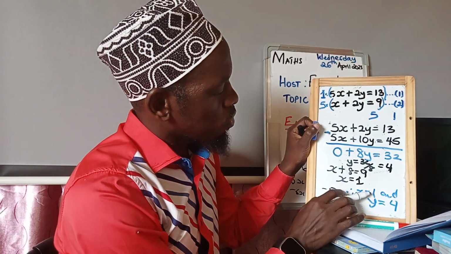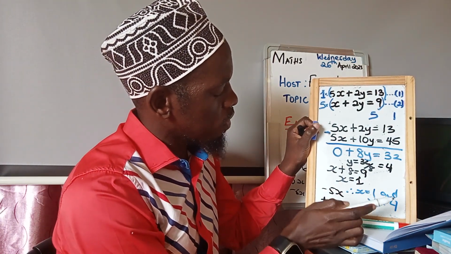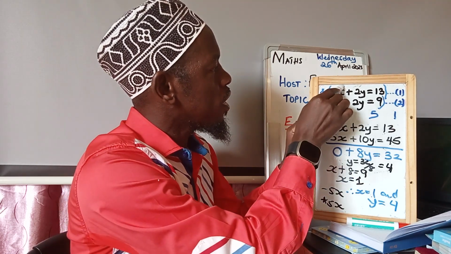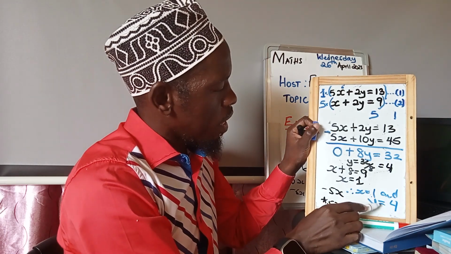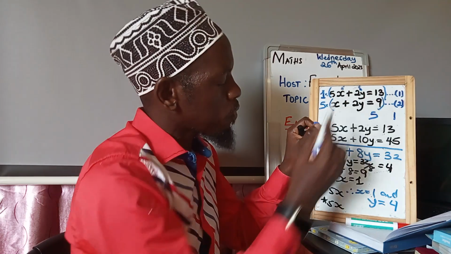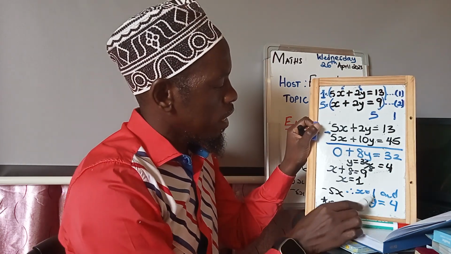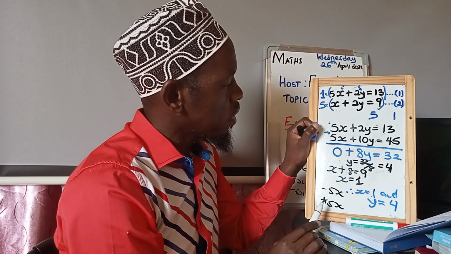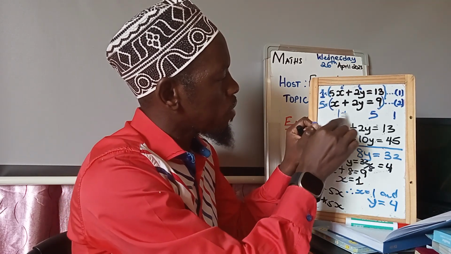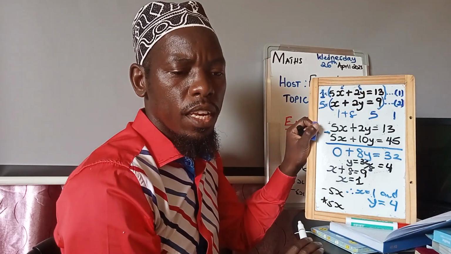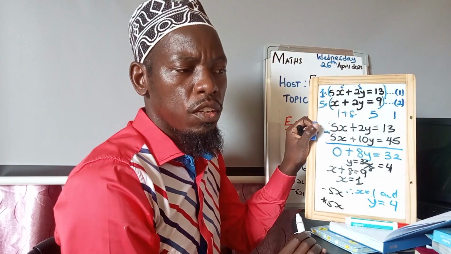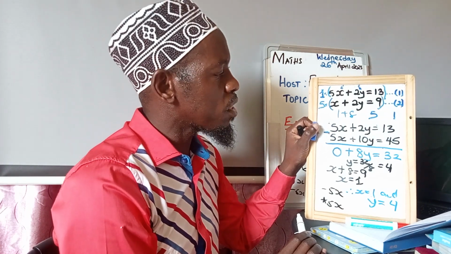So again, you have to check. If x is 1, we've checked before, 5 times 1 is 5. y is 4, 2 times 4 is 8, so 5 plus 8 is 13, we've already seen that. x is 1, that is 1, 2 times 4 is 8, and 1 plus 8 should give us 9. You can always do that counter check to ensure that the values you've got are really the ones which satisfy the simultaneous equations.